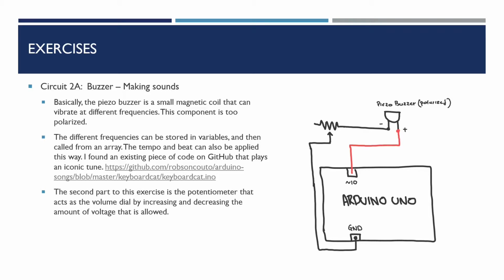The different frequencies can be stored in variables and then called from an array. The tempo and beat can also be applied this way. I found an existing piece of code on GitHub that plays an iconic tune. It's linked right there. The second part of this exercise is the potentiometer that acts like the volume dial by decreasing and increasing its voltage levels.